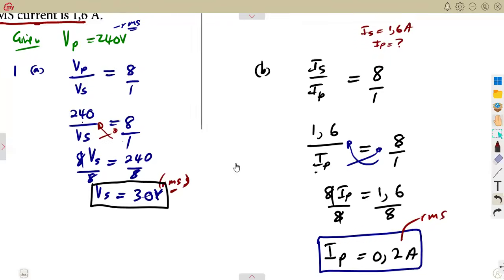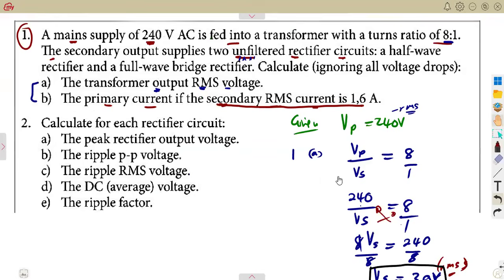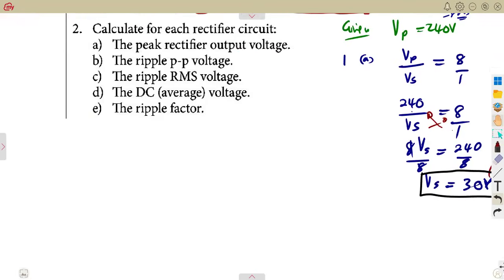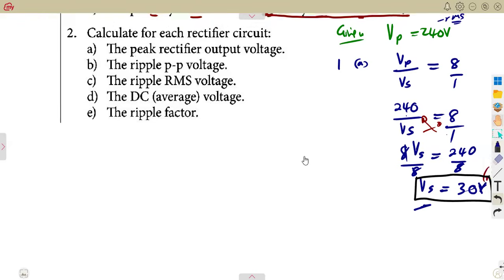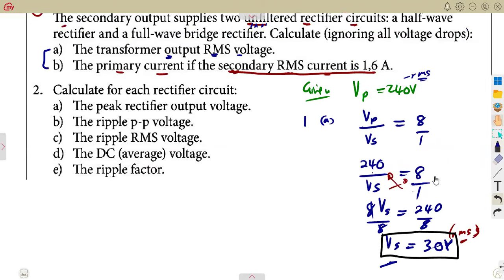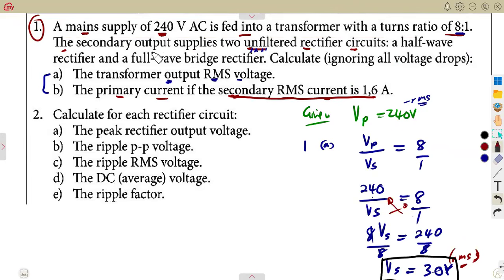All right. So this is just a recap. As you can see, guys, nothing has changed from our info. Now with the information that you're given, take note, they're saying this output that we have here, which is our RMS voltage. What is it about the output? The secondary output supplies two unfiltered rectifier circuits, meaning you're talking of the part where the filter is not considered. It is going to supply two rectifier circuits.